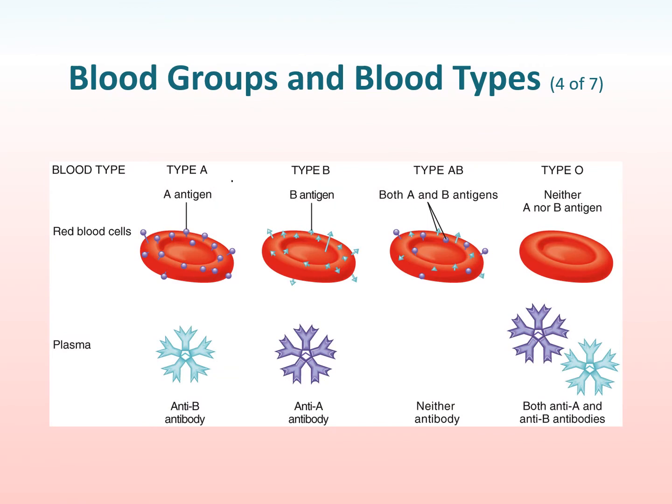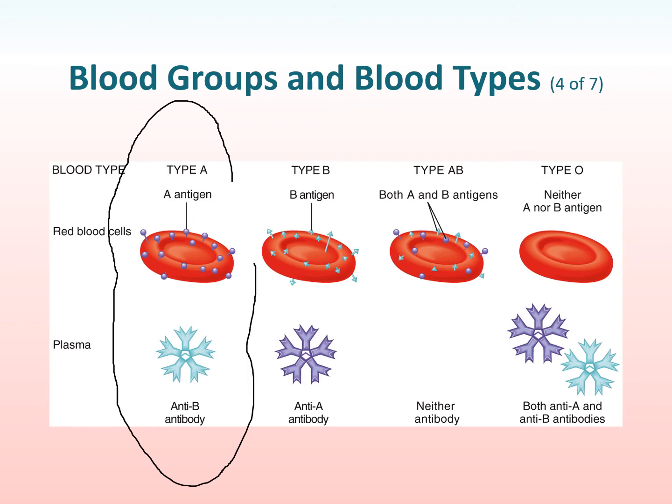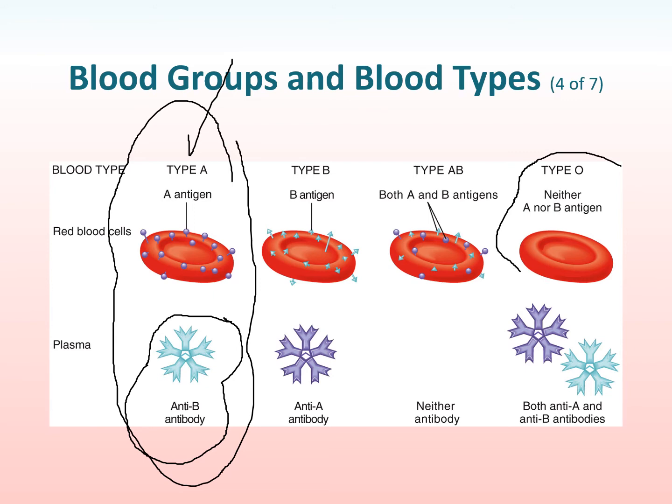For example, I have blood type A. What that means is I have anti-B antibodies in my bloodstream. They don't like blood type B. So I can only receive blood type A. If it's an emergency, I can also receive blood type O as long as it's just the red blood cells.